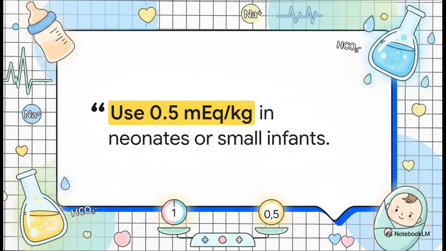And speaking of our tiniest patients, here's another one you have to remember. It's for sodium bicarbonate. The standard dose is 1 milliequivalent per kilo. But for neonates and really small infants, you've got to cut that in half. Use 0.5 instead. This is so important to avoid some really dangerous fluid and electrolyte problems.